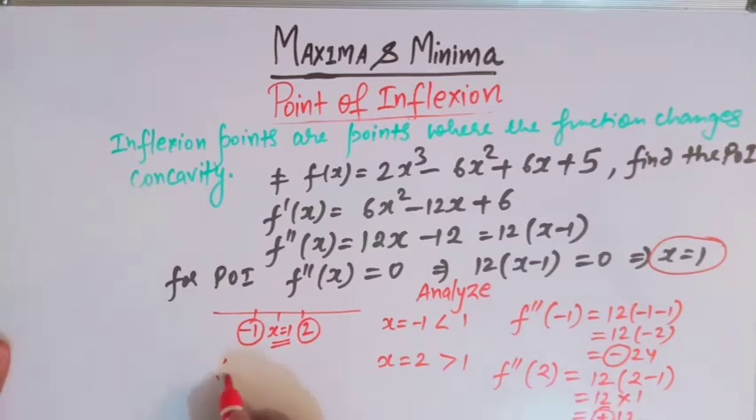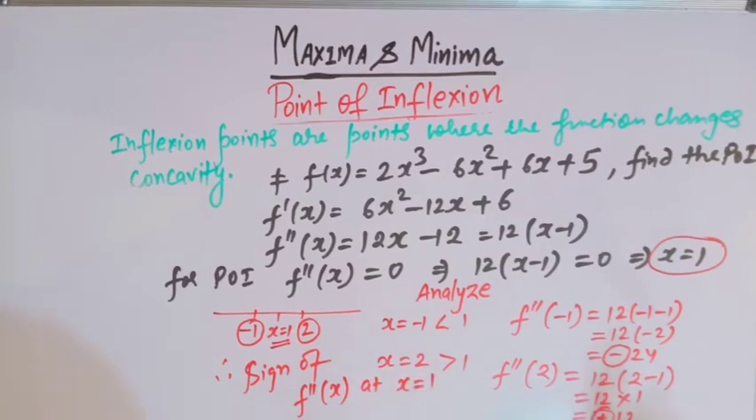So therefore we see that the sign of the second derivative at x equal to 1 changes from negative to positive, right? Negative to positive. So therefore x equal to 1 is a point of inflection, right?